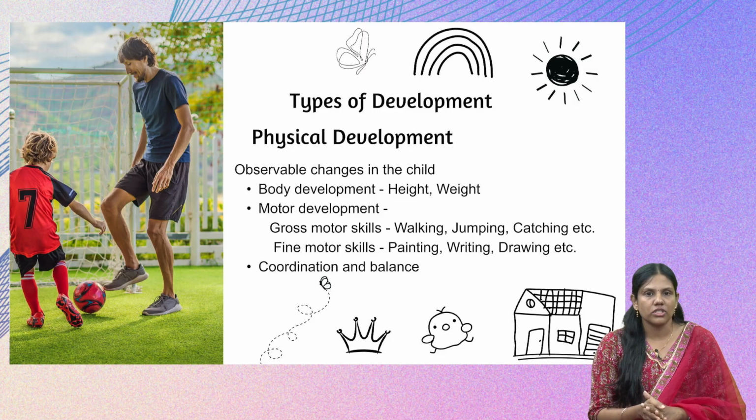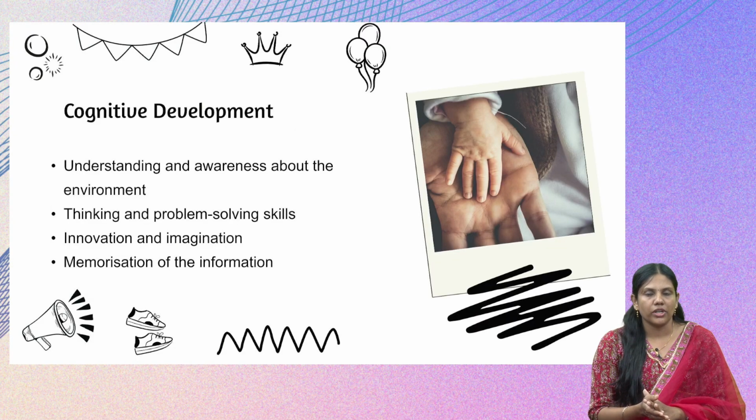The next is cognitive development. This involves understanding and awareness about the environment. It links more to brain development: how the child is thinking, problem solving, innovation, curiosity, imagination, memorizing information, and retrieving it whenever needed.